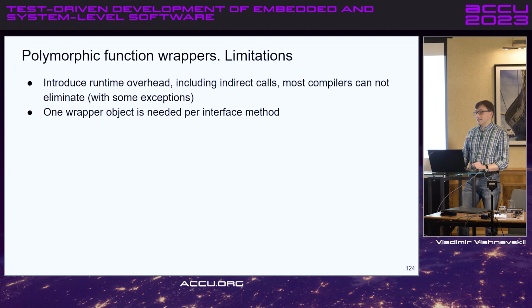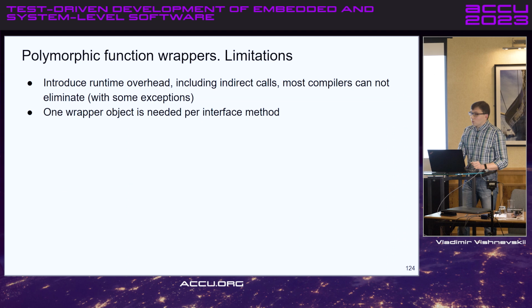But the problem is that it can introduce massive runtime overhead. Clang is really good at optimizing this code if it is static, so if at compile time it's known what is injected into this object, but this is quite a unique feature that it has. GCC cannot do this. And there is one wrapper object per interface method, so we need somehow to inject many.